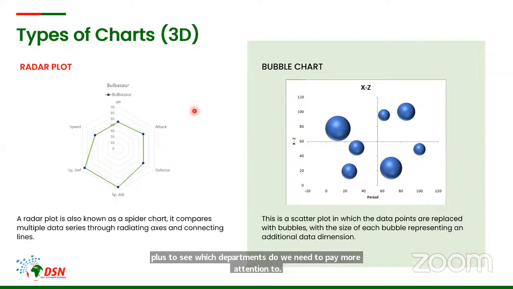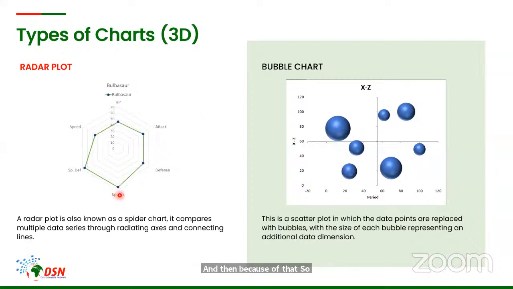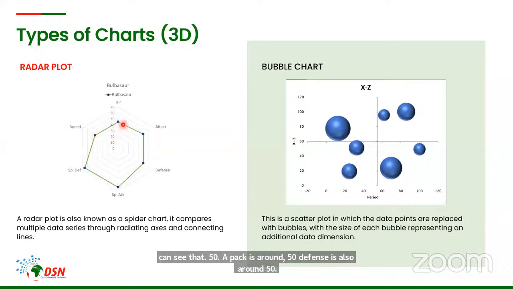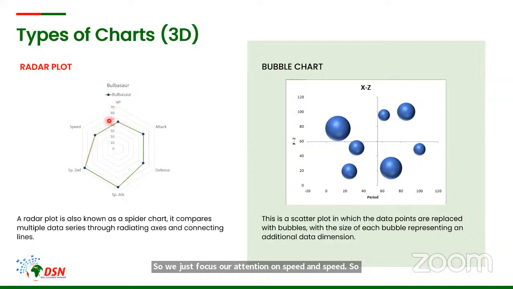So here we can see that, okay, SP attack is doing fine. We can also see that SP defense is doing fine. They are making more revenue. So we look at this: who are the ones that are doing below 50? We can see that below 50, speed is below 50, HP is below 50, attack is around 50, defense is also around 50. So we just focus our attention on speed and HP. We go to them and ask them why they are not meeting up quotas based on the radar. That is what the radar plot allows us to do.